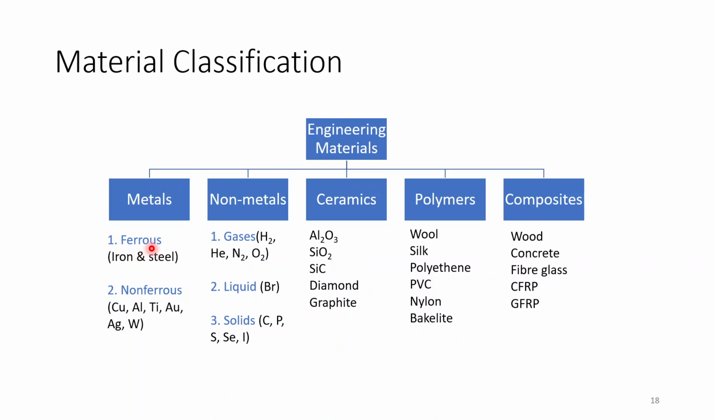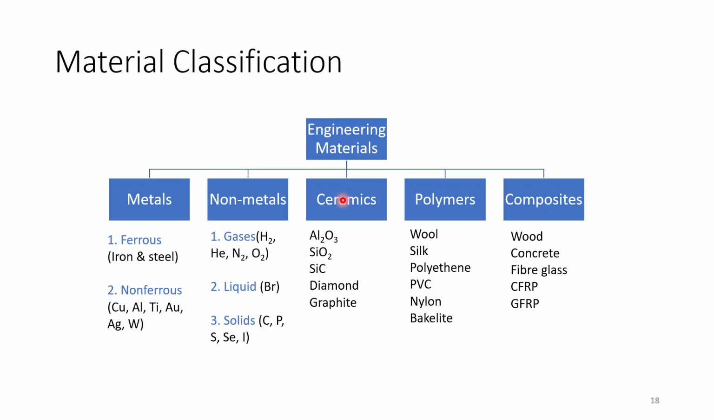In case of metals we have ferrous and non-ferrous types of metals. In case of ferrous, iron and steel are there, and in case of non-ferrous we have copper, aluminum, titanium, gold, silver and tungsten. Non-metals can exist in different physical states. In case of gases we have hydrogen, helium, nitrogen, oxygen, chlorine, etc. In case of liquid we have bromine. In case of solids we have carbon, phosphorus, sulfur, selenium, iodine, etc.